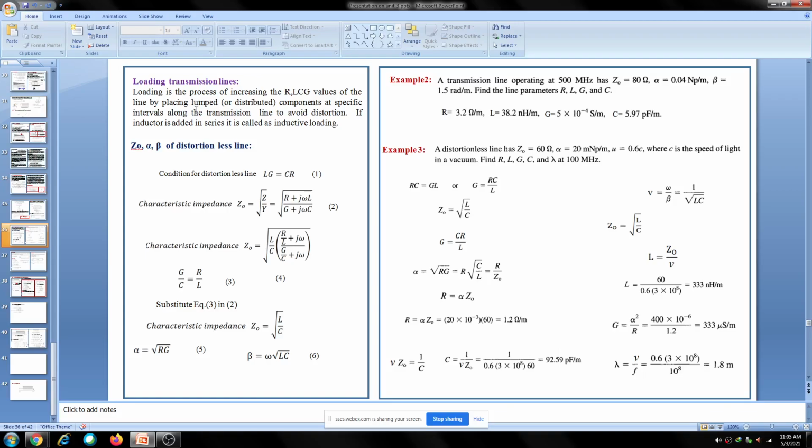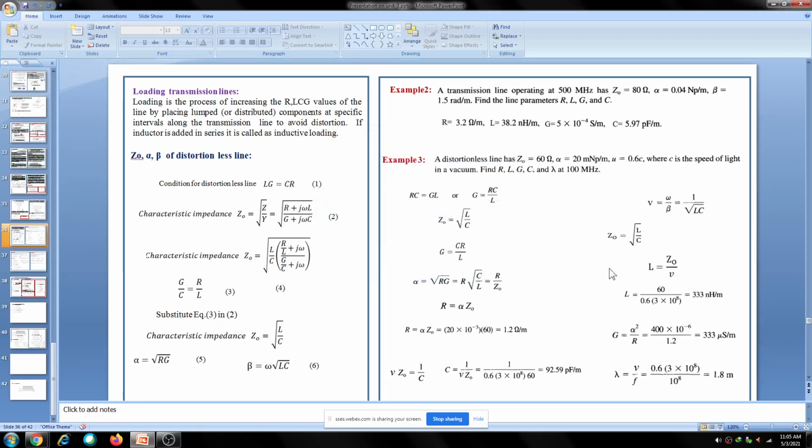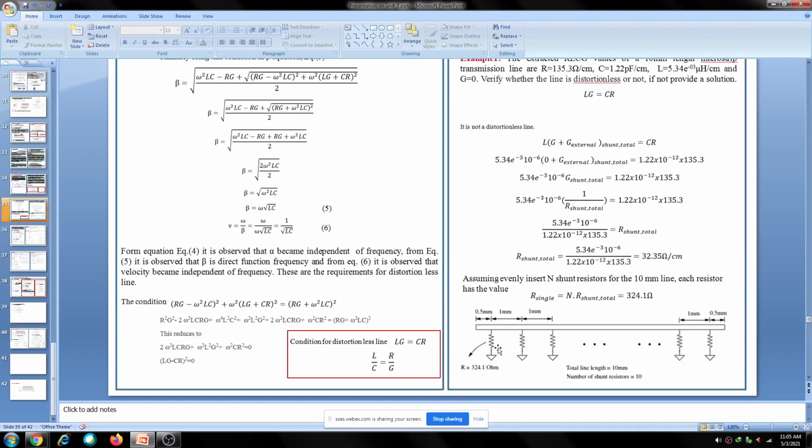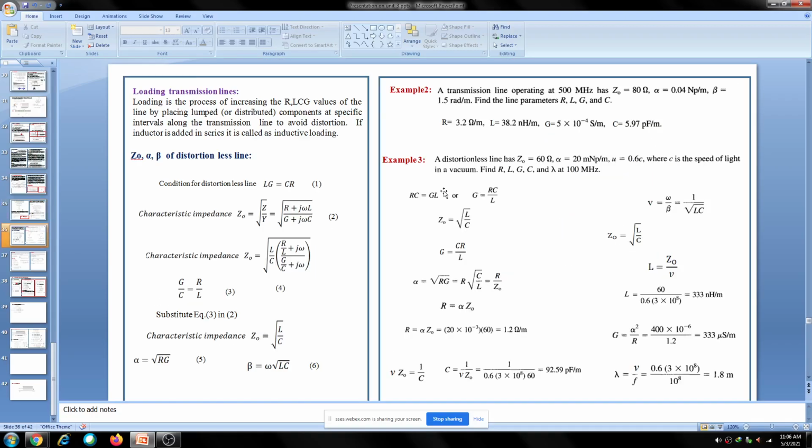Loading means we are adding some external lumped elements or components. They may be lumped or distributed components at specific intervals along the transmission line. See, like this, this is what we have made at specific intervals of distance. At every 1 mm we were adding this resistance. By adding at specific intervals of distance, we increased this LG product. So that is called loading. So the question is, what is loading? You have to say this.